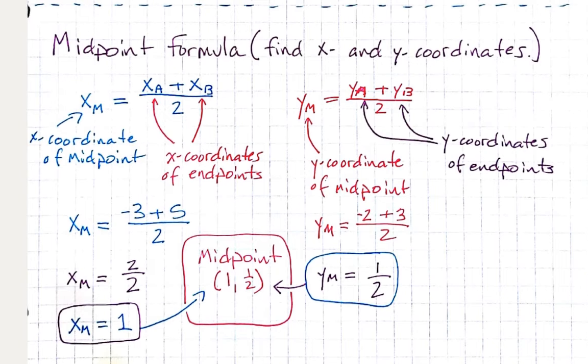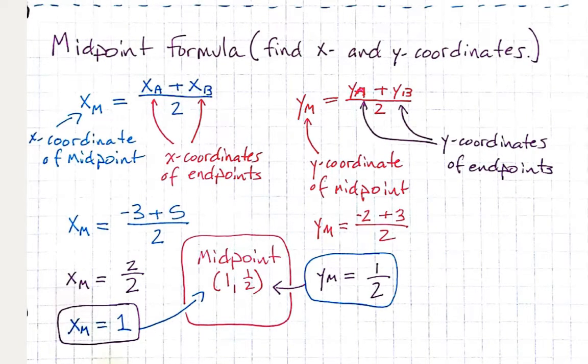The formula is right here. We're actually going to use that same example as we did before, right above. The points are the same. The formula goes like this. We find the x-coordinate and the y-coordinate of the midpoint separately. To find the x-coordinate of the midpoint, we take the x-coordinates of the endpoints, add them together, and divide by 2.